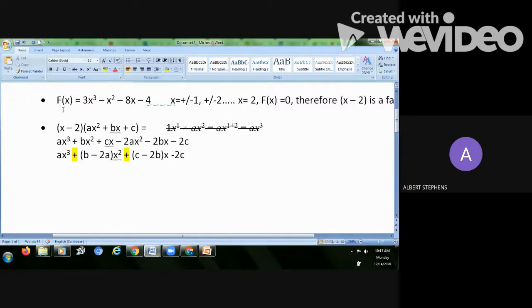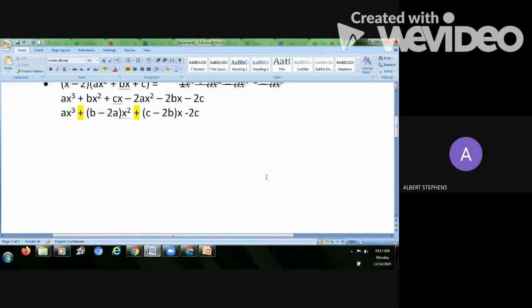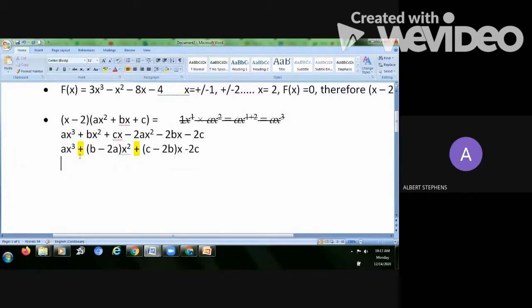Would you agree with me that in bx squared and -2ax squared, what is common between these two terms? Both of them have the same variable, right? So because both of them have the same variable, we can group them, right? Yes, sir.